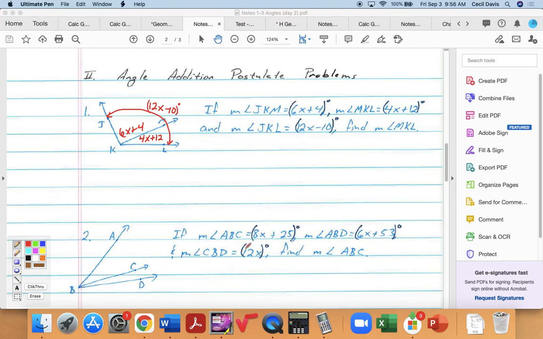So, Kate, what should I have for my equation for this? Okay, so that would be adding 6x plus 4 plus 4x plus 12 equals 12x minus 10. Very nice.